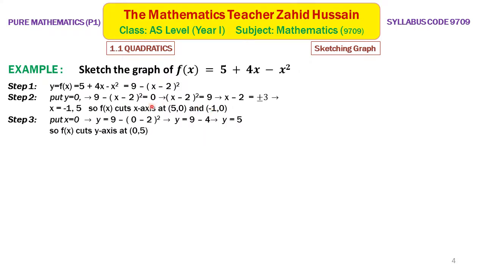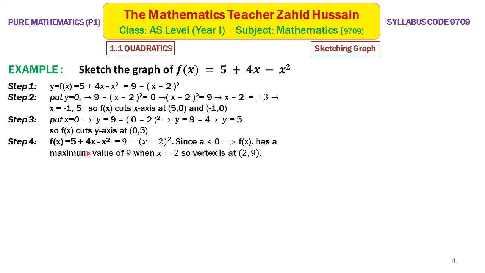Then we will find the y intercept, that is the point where the graph cuts the y axis, by putting x is equal to 0 in this. When we put x is equal to 0, we will get 9 minus 4, and 9 minus 4 is 5. So this is the point where the graph cuts the y axis. So f of x cuts the y axis at (0, 5). This is the second information. We will label this point on the graph.